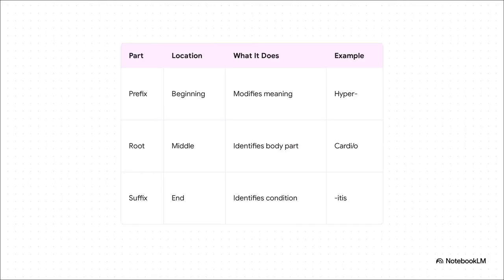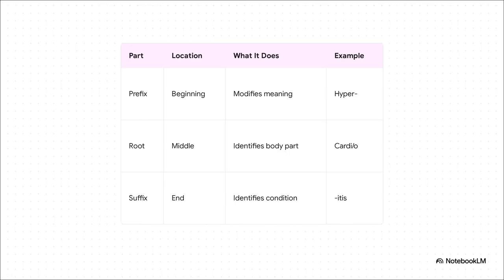Okay, so here are the 3 core blocks we need to talk about. First up, the prefix at the very beginning. Think of this as a clinical adjective for quantity or location, like hyper for high. Second is the word root, right in the middle, giving us the central meaning, which is usually a body part, like cardi for heart. And third, the suffix at the end. That tells us the condition or procedure, like itis for inflammation.